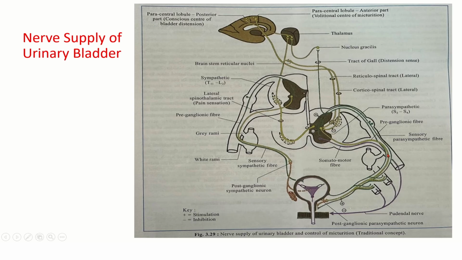So earlier the sensations of distension are passing through the fasciculus gracilis or tract of Goll, then nucleus gracilis, internal arcuate fibers, medial lemniscus, thalamus, and to the paracentral lobule.